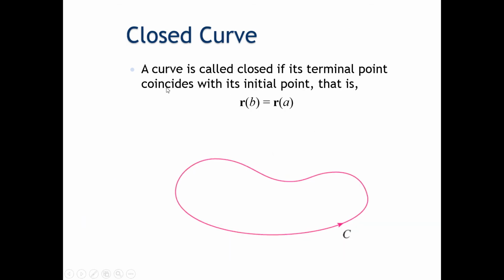Now, what is a closed curve? A curve is called closed if its terminal point coincides with its initial point, that is r(B) is equal to r(A). So this is an example of a closed curve.